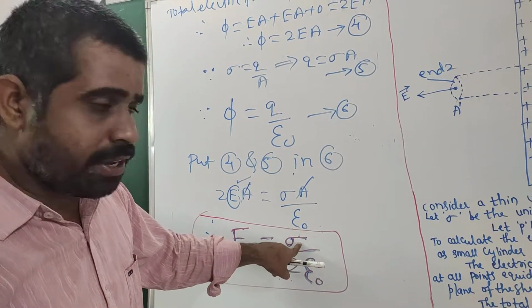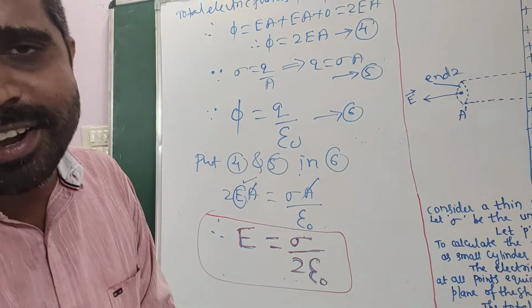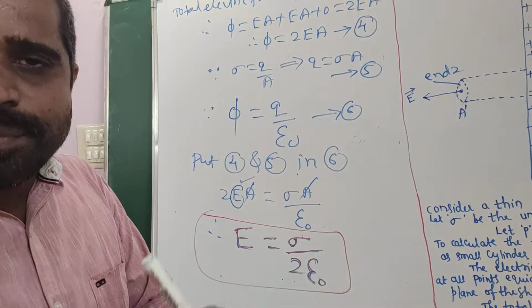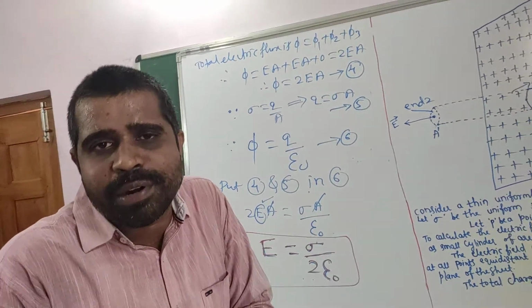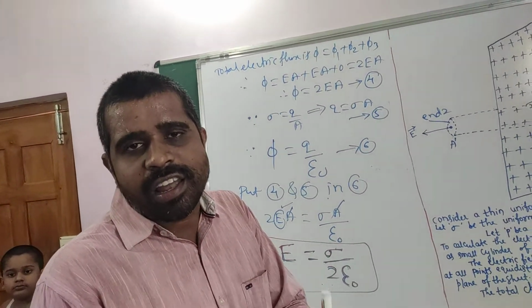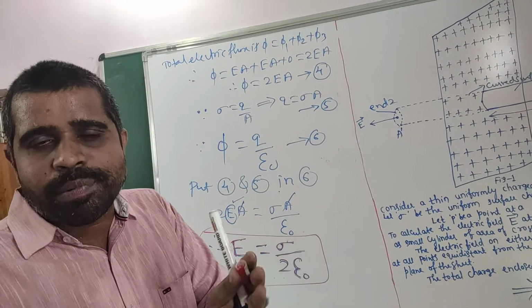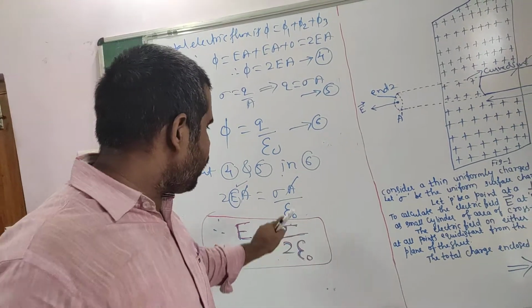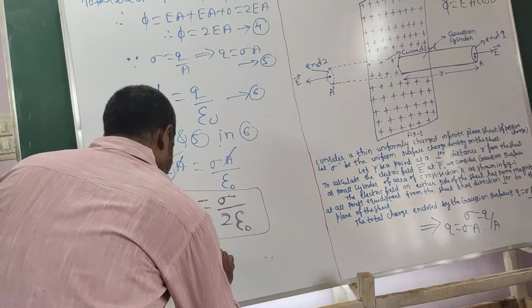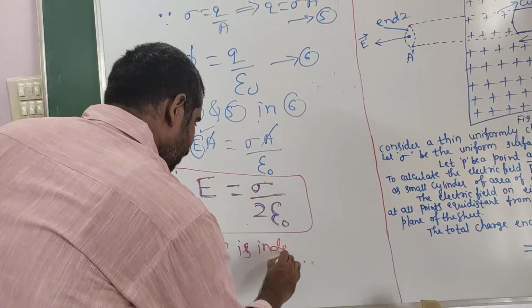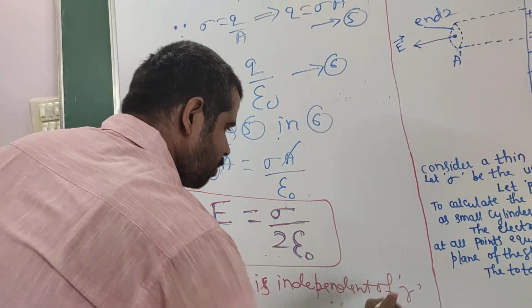You are seeing sigma, surface charge density, divided by 2 epsilon. Anywhere you see R? यहाँ एक्सप्रेशन में कहाँ पे तो R है क्या? नहीं है. This means our electric field due to infinite plane sheet is dependent or independent? Yes, it is independent. Nowhere R is there. This implies that E is independent of R.